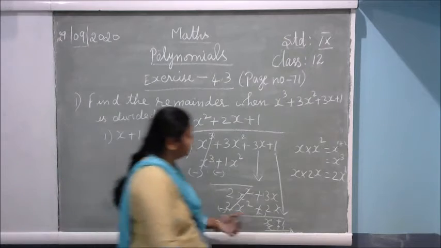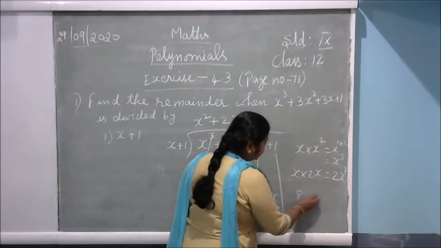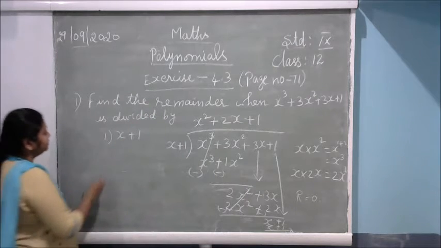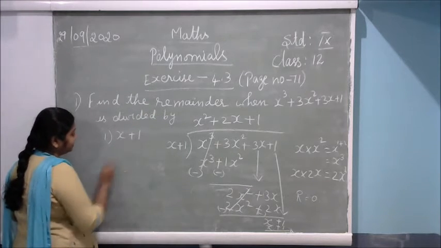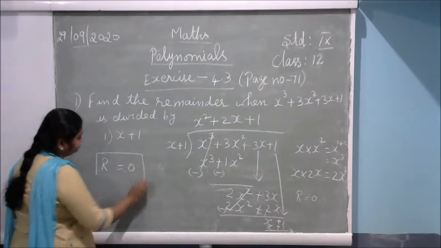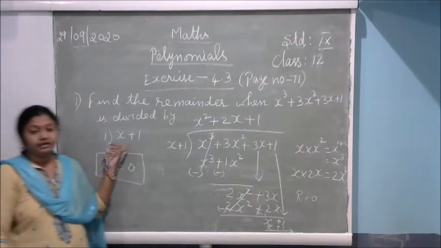Okay, at last, what remainder did you get? The remainder is 0. So what is your question? Find the remainder. Okay, so your remainder is 0 for the x plus 1. So the remainder is 0. So again I will teach this.